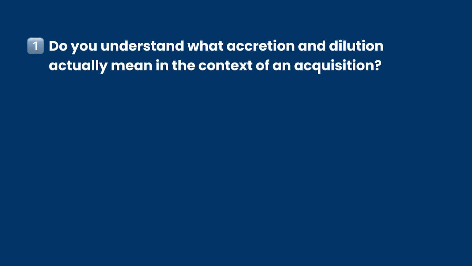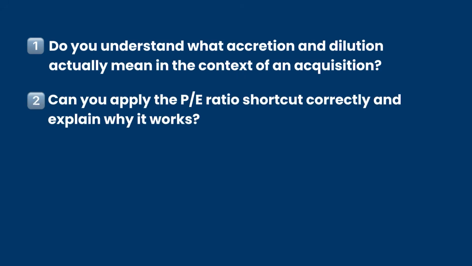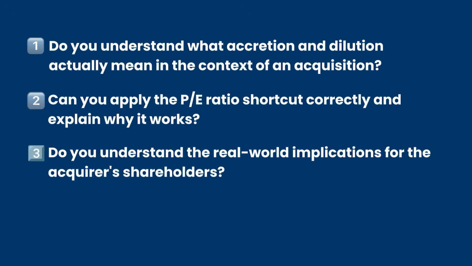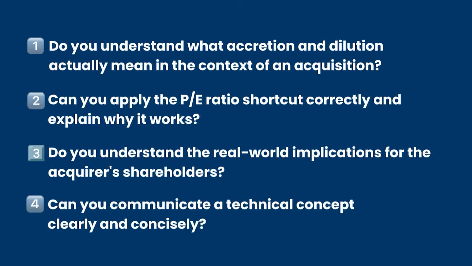First, do you understand what accretion and dilution actually mean in the context of an acquisition? Second, can you apply the PE ratio shortcut correctly and explain why it works? Third, do you understand the real-world implications for the acquirer's shareholders? And fourth, can you communicate a technical concept clearly and concisely?